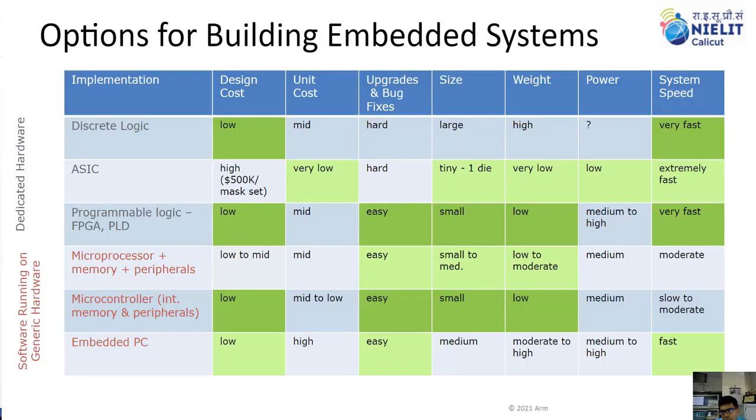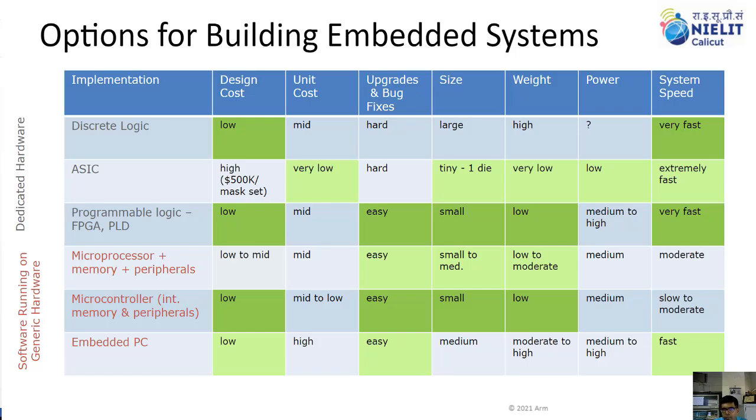And if you want to start building the embedded system, here the considerations you have to make are the implementation and design cost, similarly the unit cost, the fixing of bugs, the total size, weight, power, and similarly the system speed. These are considered for explaining the different hardware options. Basically we can classify them as dedicated hardware, and similarly software running on generic hardware. So there are two combinations.